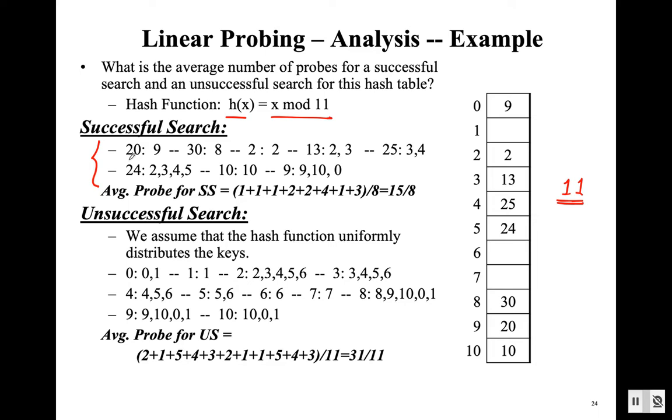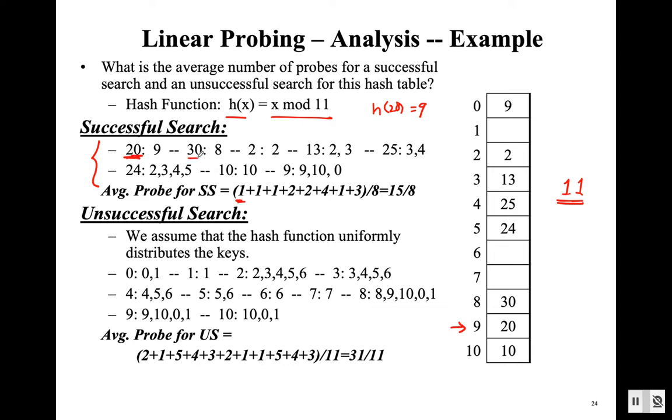Say we are looking for the value 20. Okay, we are looking for the value 20. So the hash value, hash of 20, is 9. Okay, so we are going to try to find the item at the index 9, 20. So we need one probing. So one probing for item 20.